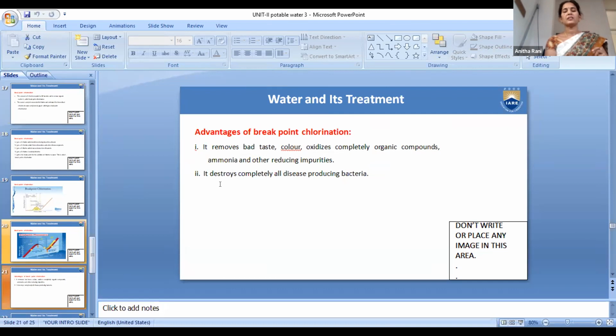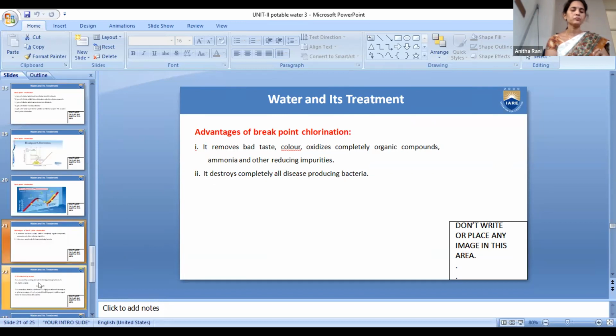Okay, and it destroys completely all disease producing bacteria. So with the help of breakpoint chlorination, we will add the exact quantity of chlorine in water so that all bacteria in water is destroyed. All the bacteria present in water are destroyed by adding this exact amount of chlorine. So it destroys completely all disease producing bacteria.